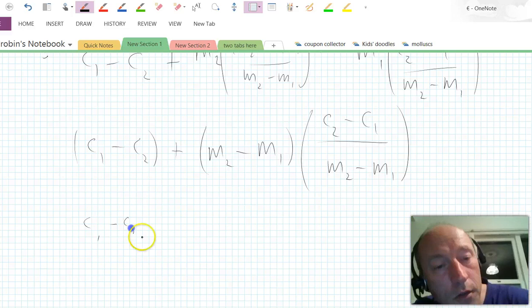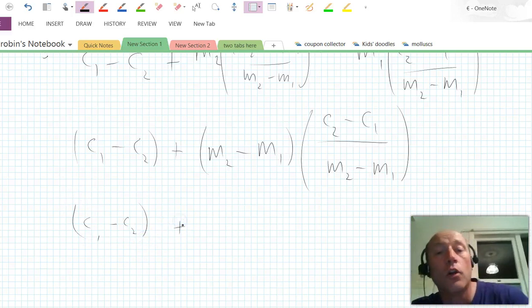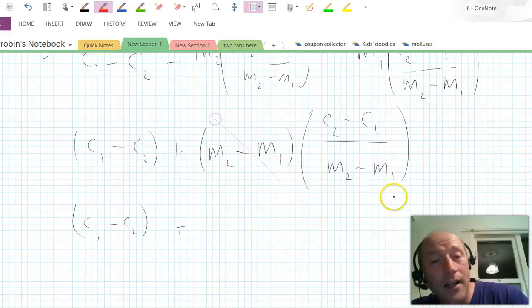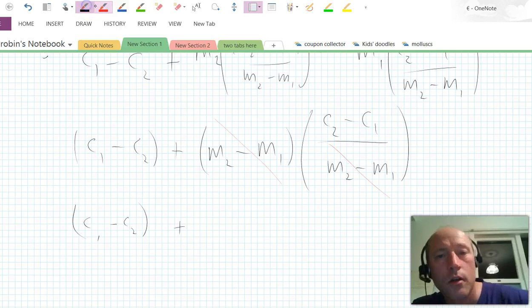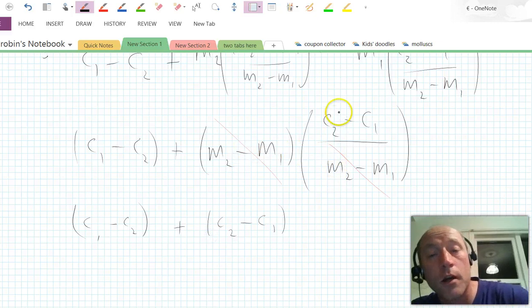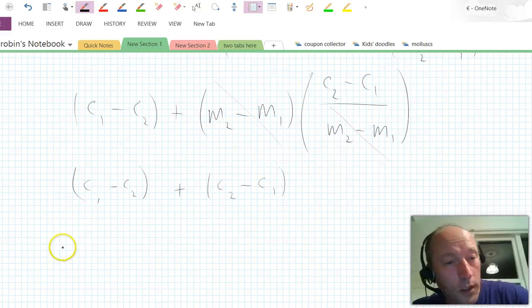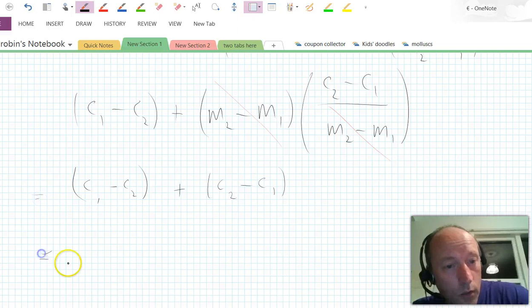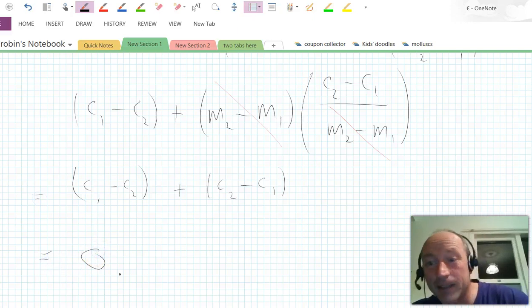c1 minus c2 plus, and look, now you can see what's going to happen. Look, that cancels that. Isn't that nice? Plus c2 minus c1, because when we cancel the top and the bottom there, all we're left with is that, which equals 0. Ha ha ha ha.